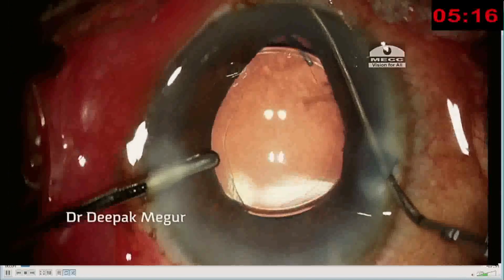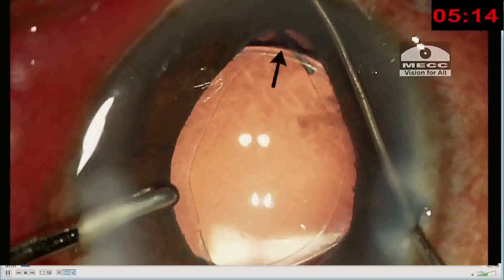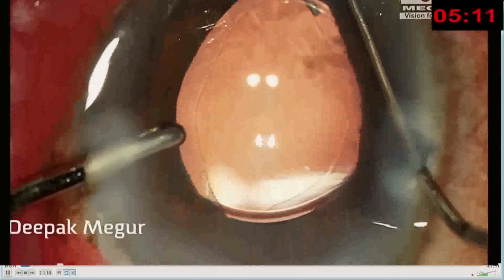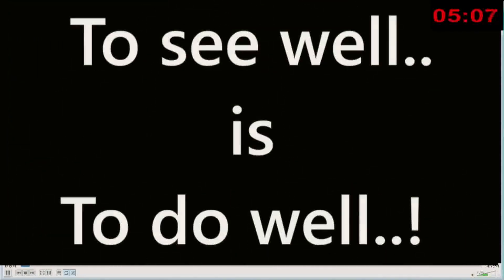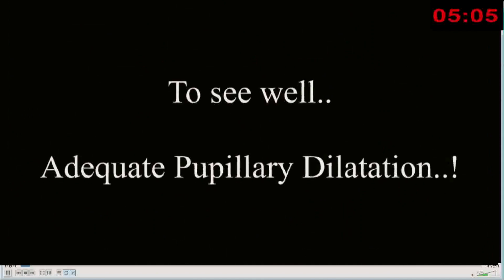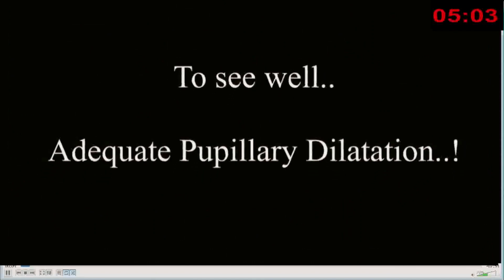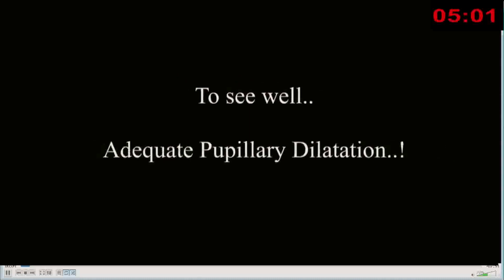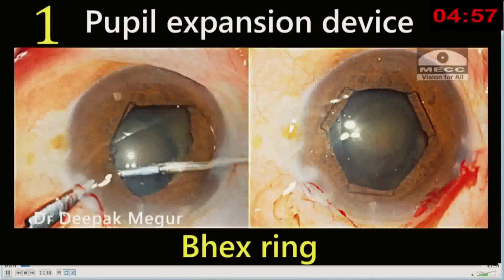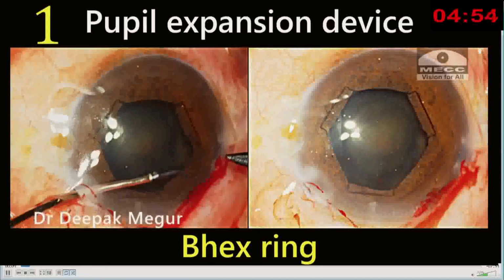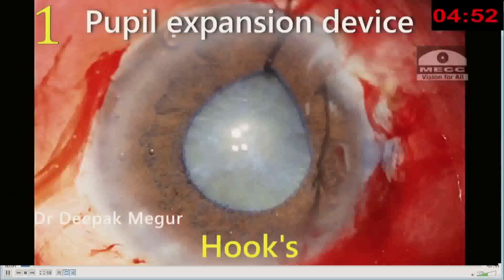Now, to get the IOL trap technique right, we need to plan and execute a few steps in a certain way. The first step is to ensure that we see well enough. Adequate pupillary dilatation, which is maintained until the end of the procedure, is the basic requirement. Using a pupillary expansion device is greatly beneficial. I prefer to use the B-hex ring, but occasionally I do use the hooks as well.